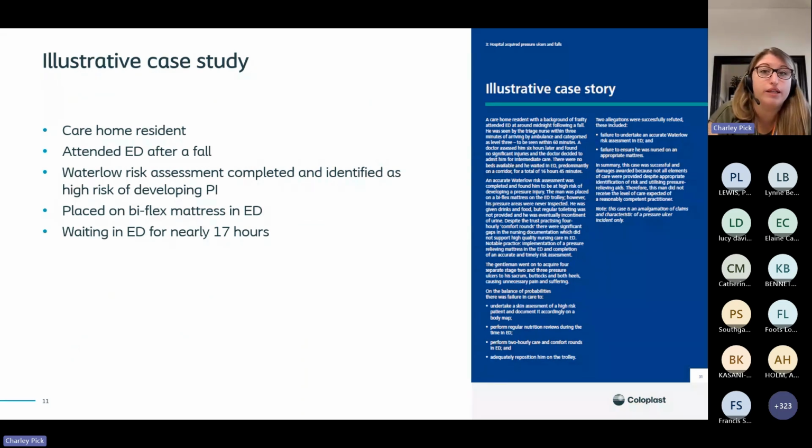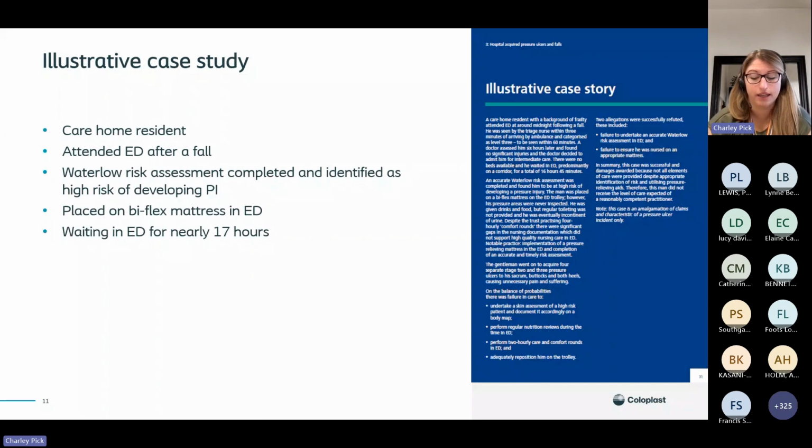So I'm going to talk you through this case study, and this has come from the NHS resolution. They have lots of illustrative case studies on there, and this is particularly about a patient that developed pressure ulcers. So this was an elderly gentleman that lived in a care home. He was very frail and he had a fall. He was taken into hospital via ambulance and he was triaged in A&E or ED, whichever you like to call it. And the triage decided that he actually needed to be seen within 60 minutes.